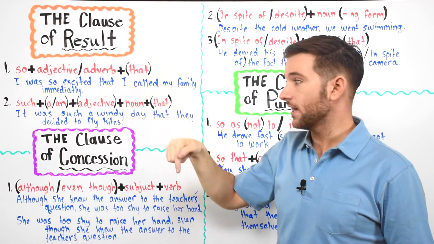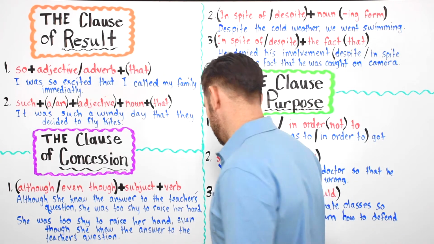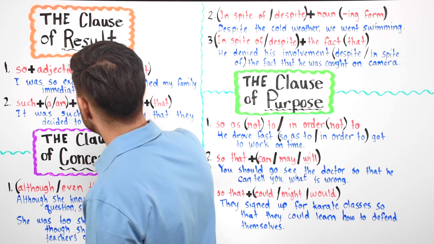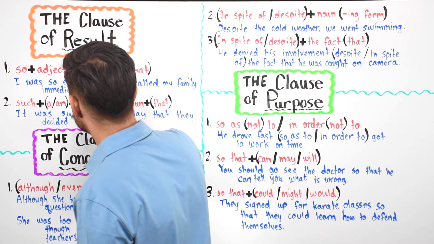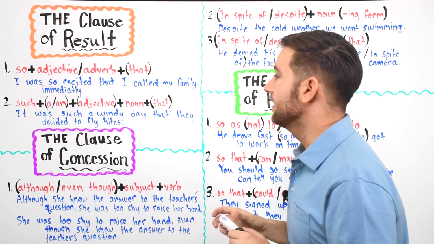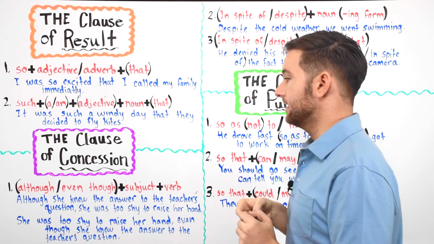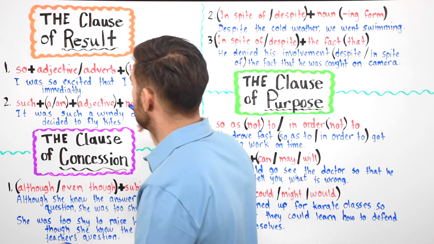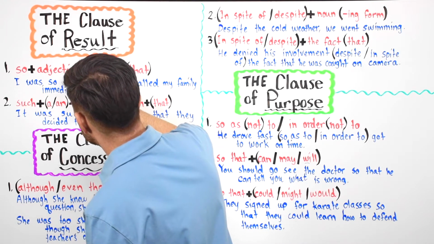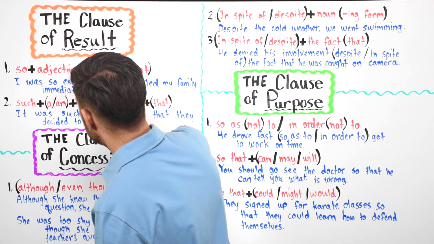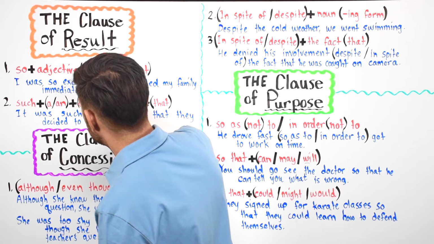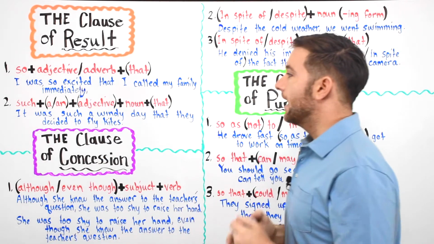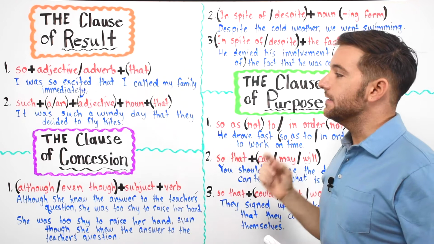Immediately means right now. And I see that we have a mistake right here for immediately. When we spell immediately, we need an E right here. M-I-M-M-E-D-I-A-T-E-L-Y. Sorry guys. Immediately. Let me see if I can fix that with a blue pen. Immediately. Right. I was so excited that I called my family immediately.